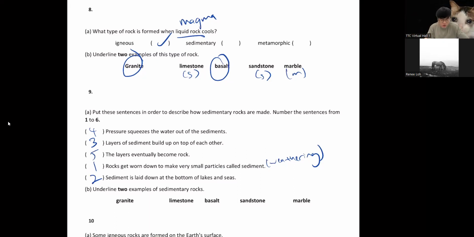So it's 1 to 5, no, 1 to 6. So they press, they will become rock, a layered rock. It's like your layered cake. You know your kueh, kueh got layers, right? So same like this, they are built up layer by layer. So you get a rock.